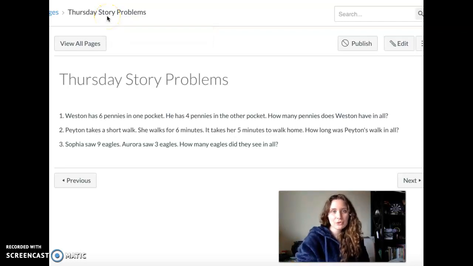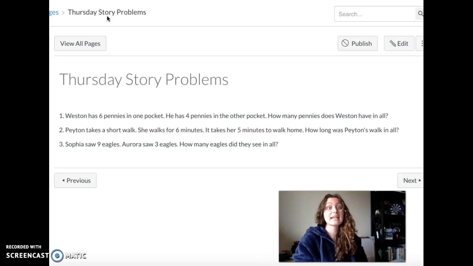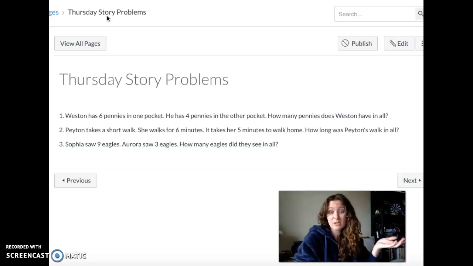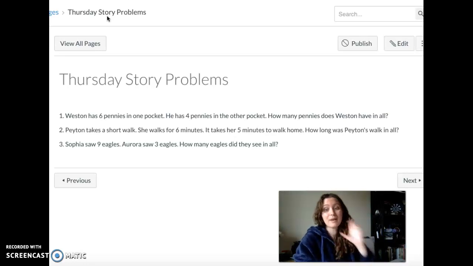I'm going to be reading you 3 story problems. It is suggested that when you're reading these and working on them, you have something that you can use to help you work through them, like pennies or blocks or marbles. Today I'm going to be using mini Jenga, which are just little blocks. So that's what I'm going to be using for my counter. I'm going to be reading you the 3 story problems today, and then at the end I will help you with that first story problem.